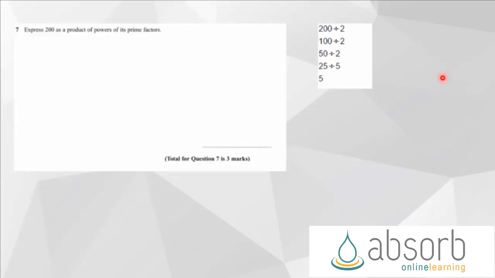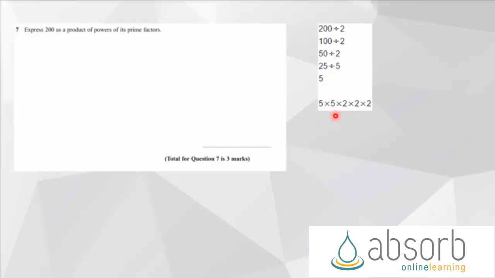So once you get to this end point of having a prime number, you know that you've finished doing your divisions. And then it's just a case of looking at all the numbers that you've used to divide. And we can see we've got 3 2's and we've got 2 5's. So our final answer is 5 times 5 times 2 times 2 times 2. So that's us expressed 200 as a product of prime factors.